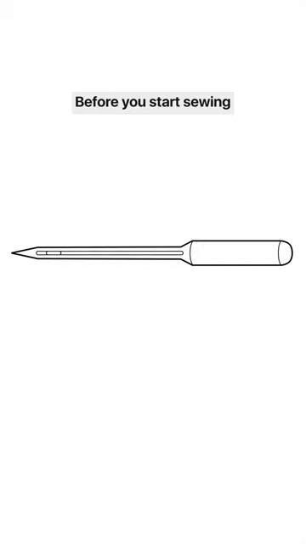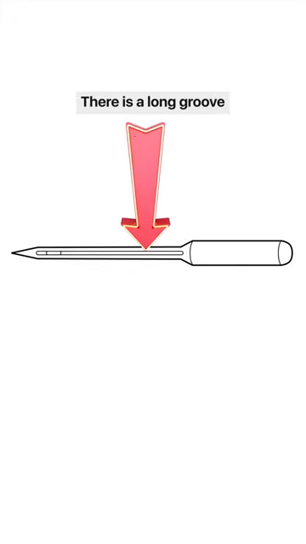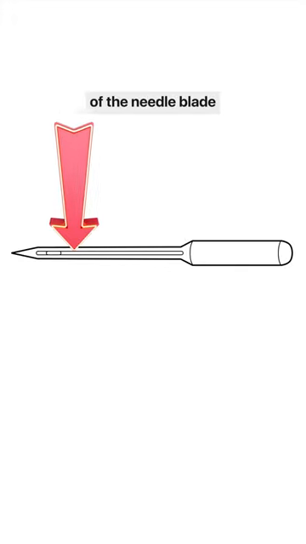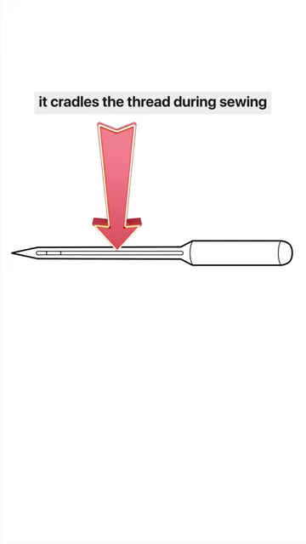Before you start sewing, you should choose a correct type of needle and thread. Unlike hand sewing needles, machine needles have more complicated anatomy. There is a long groove along the front side of the needle blade. It cradles the thread during sewing.